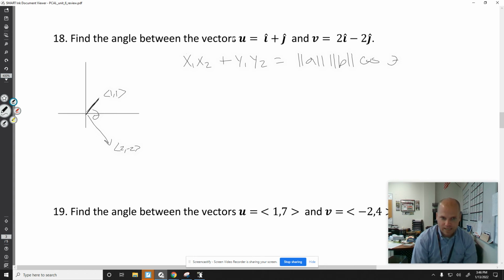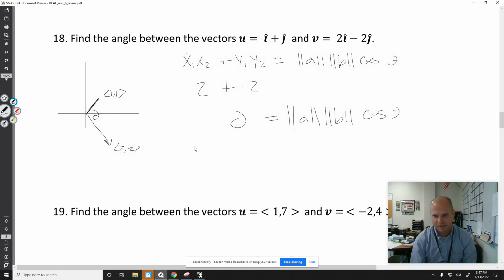We could decide to solve this for cosine theta and then take the cosine inverse of both sides, which means let's find the dot product this way. Oh my gosh, it's going to be 0. All right, fine. I hope the other ones aren't so simple. 1 times 2 is 2. 1 times negative 2 is negative 2. That's 0. Guess what? If your dot product is 0, what's going on? You know immediately. If you divide by the magnitude, it's still 0. Your angle's 90 degrees. You're what we call orthogonal.